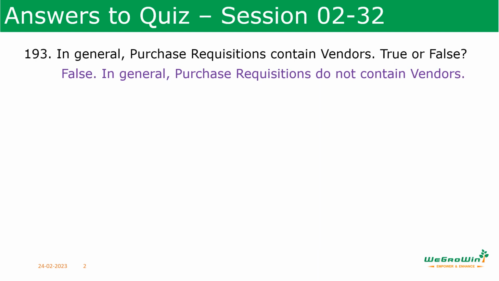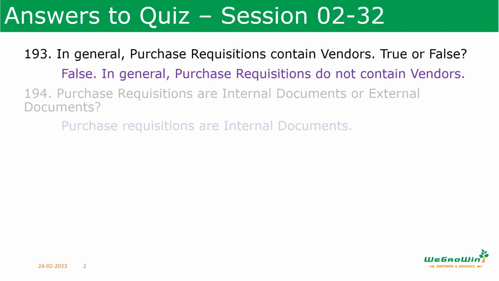In general, purchase requisitions contain vendors, true or false. False, because in general, purchase requisition is raised by the user department. Vendors are finalized by the purchasing department. So normally they do not contain vendors, but if it is for production items or regular purchasing items, where a purchase info record and source list already exist, those things are decided, then a purchase requisition may have the vendors. But normally when the user is raising a purchase requisition, vendors will not be there.